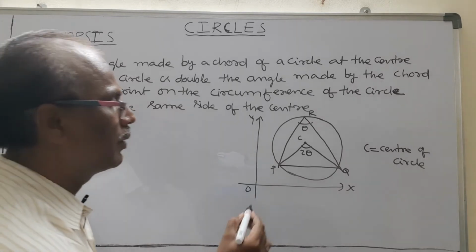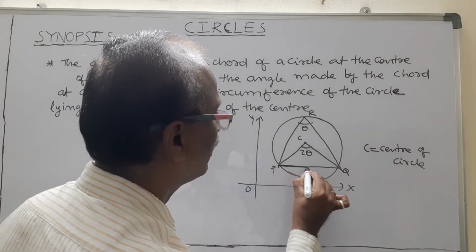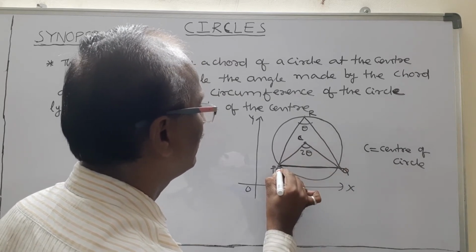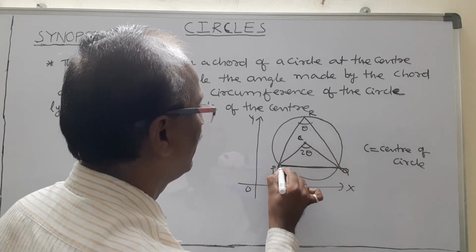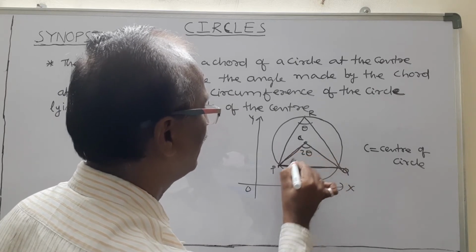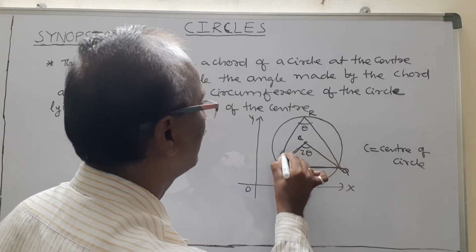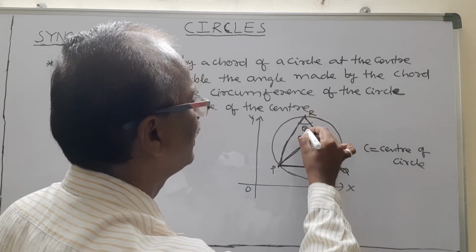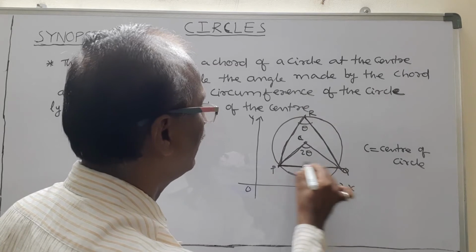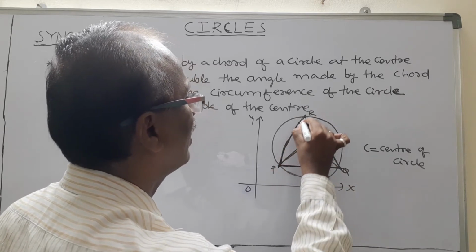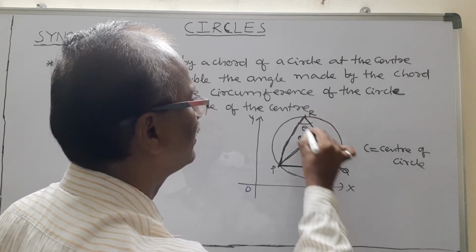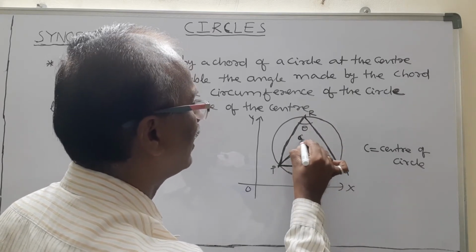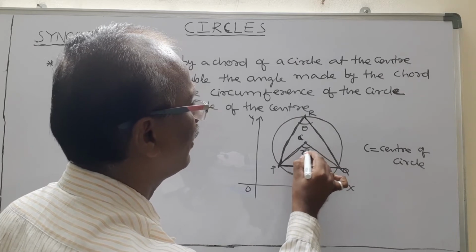By observing the diagram, here PQ is the chord, and this is the center. The angle of the chord at the center is double. If the chord PQ makes an angle theta on the circumference of the circle, then the chord PQ makes an angle at the center of 2 theta, which is double.